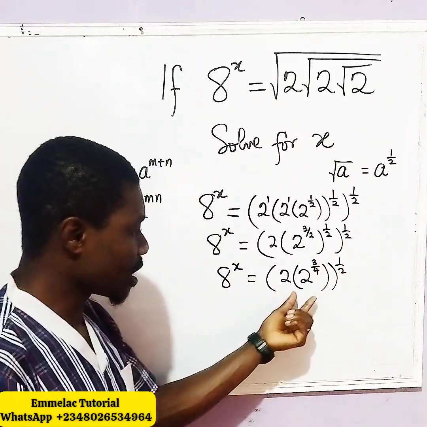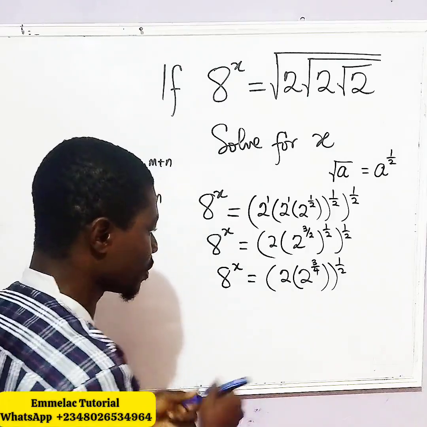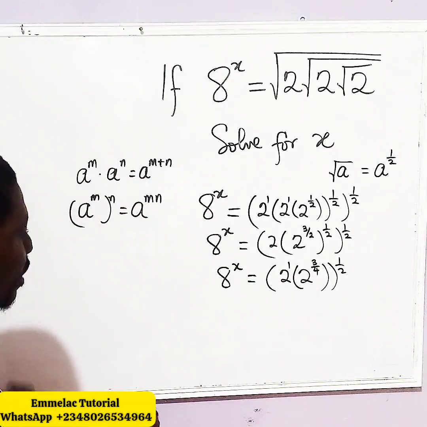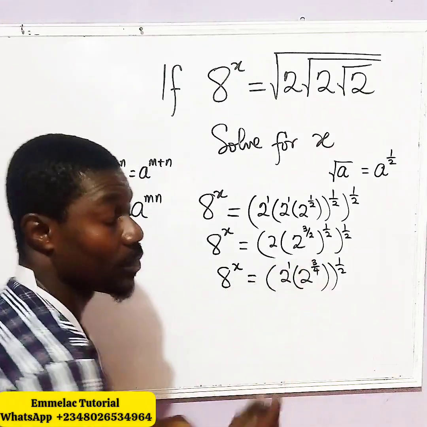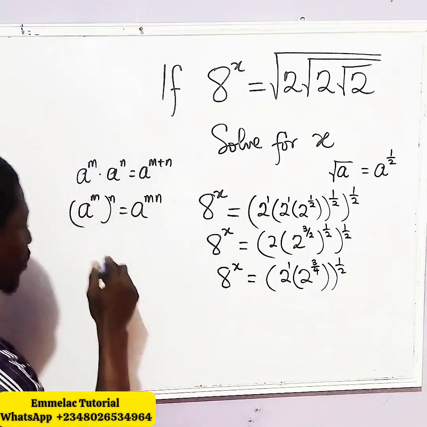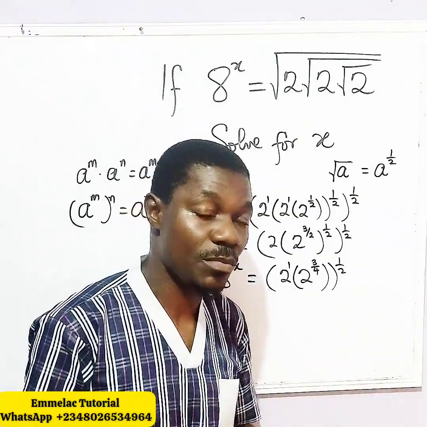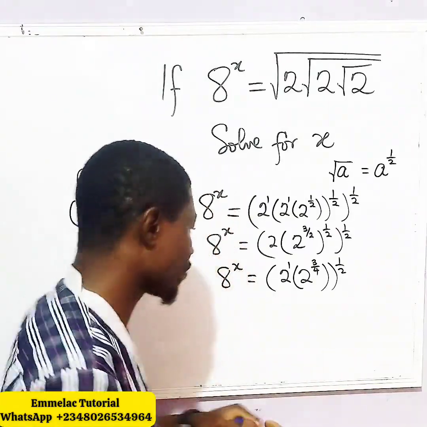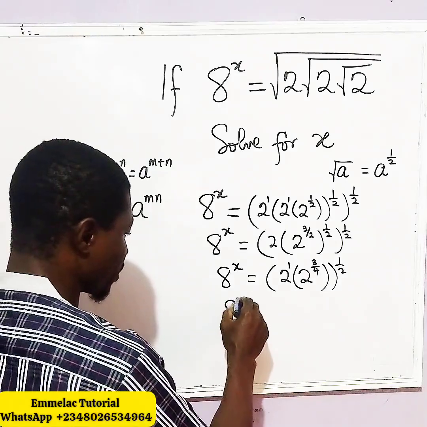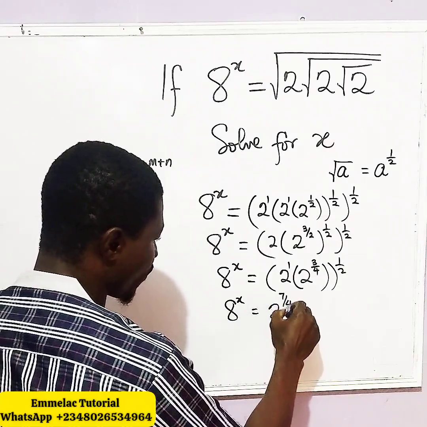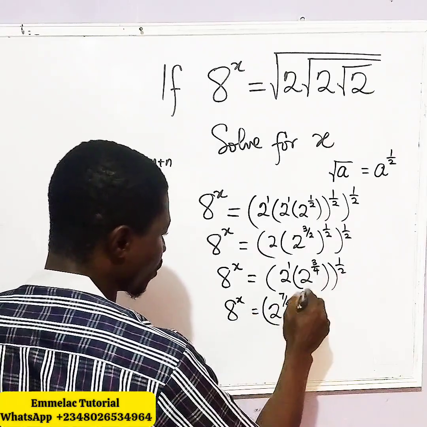So the next thing now is to resolve this. Take note, this is 1. By applying this rule again, we have 1 plus 3 all over 4, that will give us 1 and 3 over 4, and when we put that into an improper fraction, that will give us 7 all over 4. So here you have 8 raised to x equals 2 raised to 7 all over 4, all raised to 1 over 2.